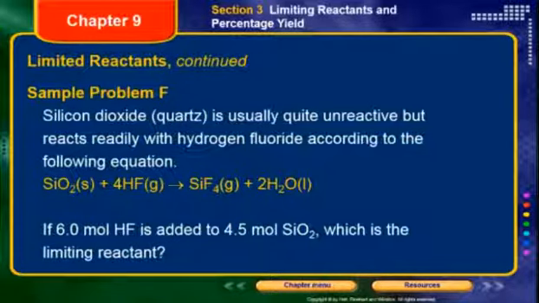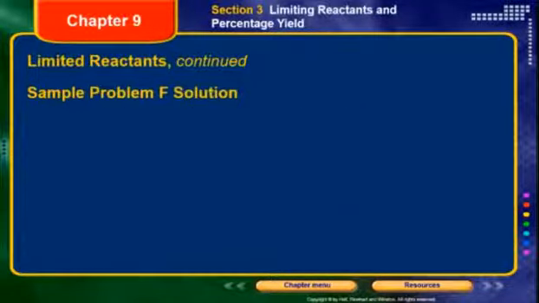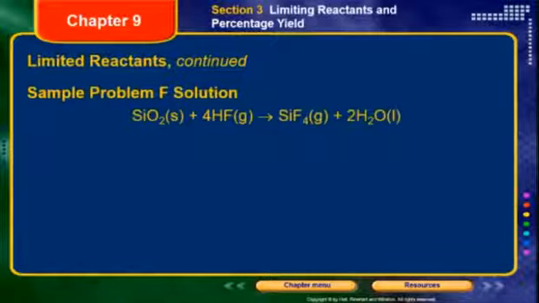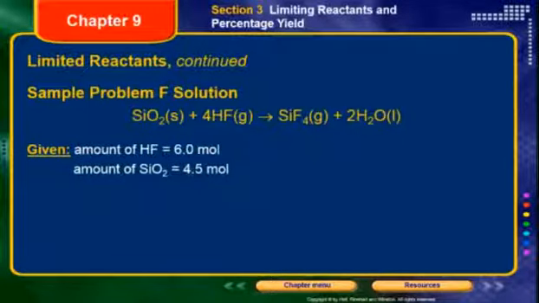4.5 moles of silicon dioxide, which is the limiting reactant? That's the kind of problem you're going to see very, very commonly in this particular section. So let's look at how we're going to set this up. We have our balanced chemical equation. We identify what's been given, right? That's a mole value, the amount. We've also been given 4.5 moles of silicon dioxide.